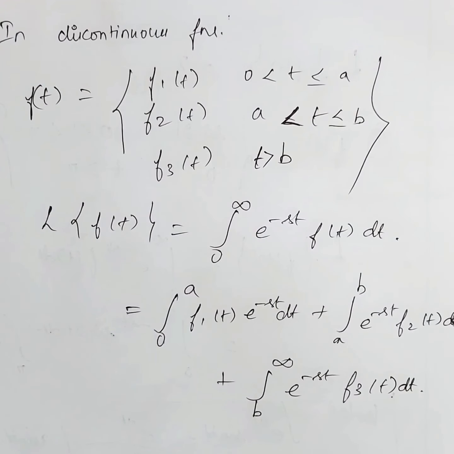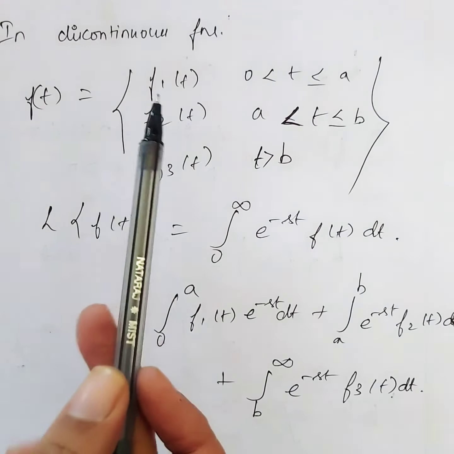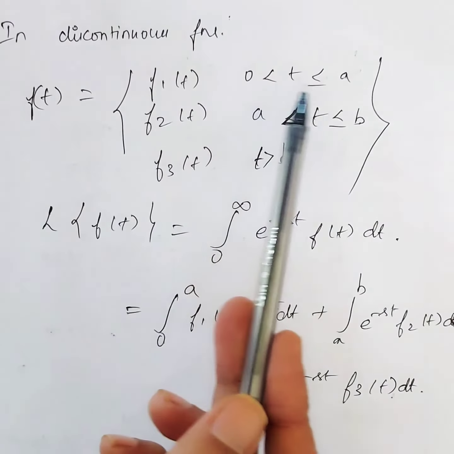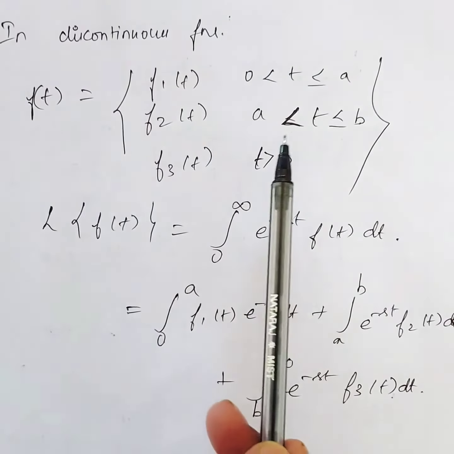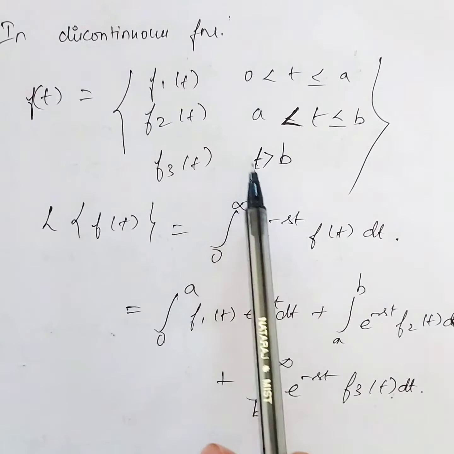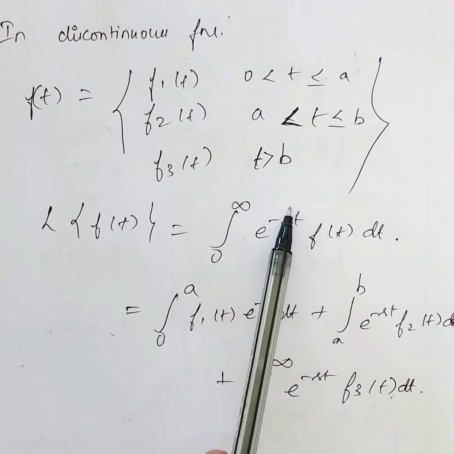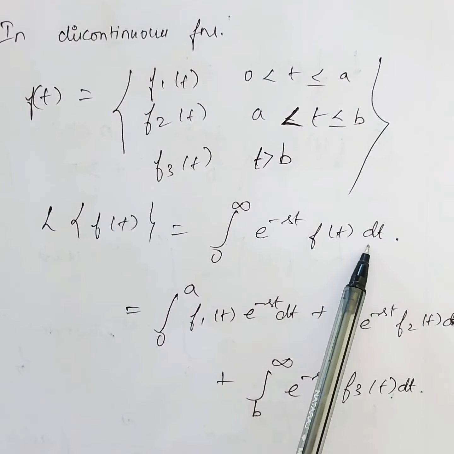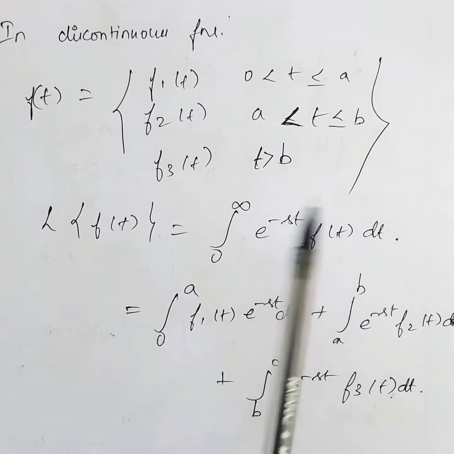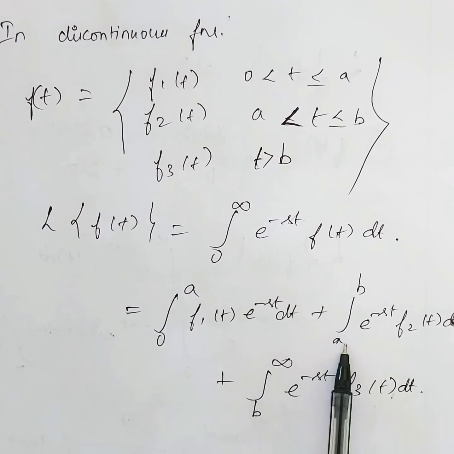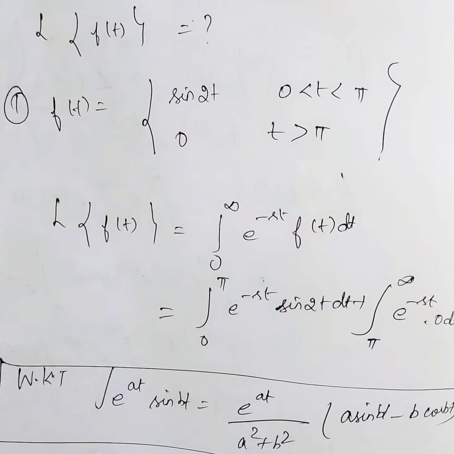And suppose f of t is a discontinuous function, say it's f1 of t in the interval 0 to a, f2 of t from a to b, and f3 of t for t greater than b. So in that case, the integral 0 to infinity e power minus st f of t dt, we'll split into three terms. Same, 0 to a first function, a to b second function f2, and b to infinity third function f3. So we are multiplying by e power minus st dt. Okay. Now let's see some basic problems.